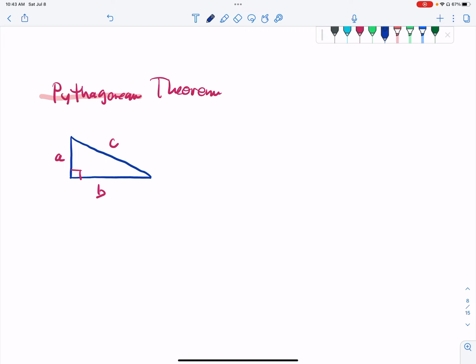Again, I'm going to label this thing as hypotenuse. Greek word, that's why it sounds weird. And it goes a little something like this: a squared plus b squared is equal to c squared. All right, and like I said, we will see why that's true this year in honors geometry.